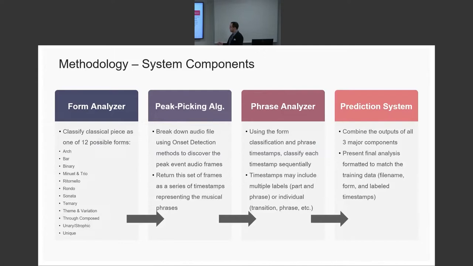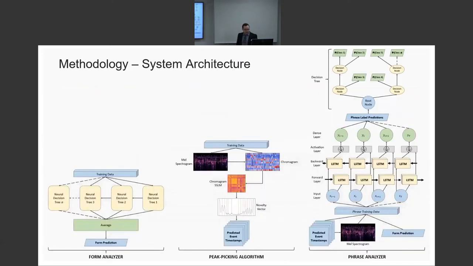We have the phrase analyzer, which uses the form classification and the phrase timestamps to classify each timestamp sequentially. These timestamps may include multiple labels, such as the part and phrase, or individual labels, such as just transition, phrase, section, and so on. And for the full prediction system, we combine the outputs of all three major components and present a final analysis formatted to match the training data. So the file name, the form, and the labeled timestamps, which you'll see an example of.